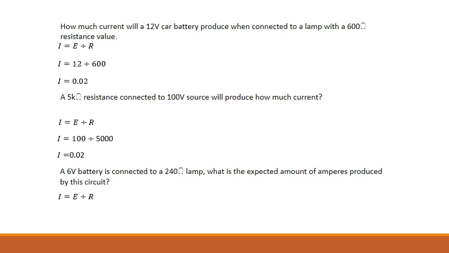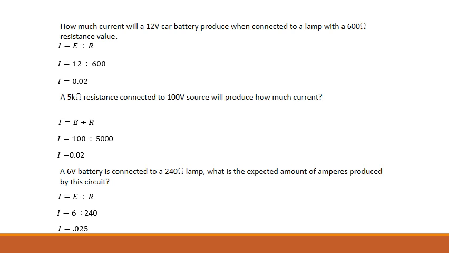A 6 volt battery is connected to a 240 ohm lamp. What is the expected amount of amperes produced by this circuit? Again, looking for current, and we're doing all these current exercises to help you visualize better the relationship between resistance, volts, and amperes. So 6 volts divided by 240 ohms equals 0.025 amps. Pretty close to the other two.